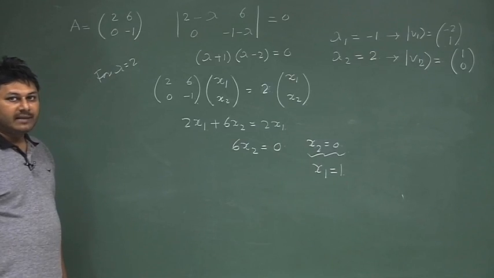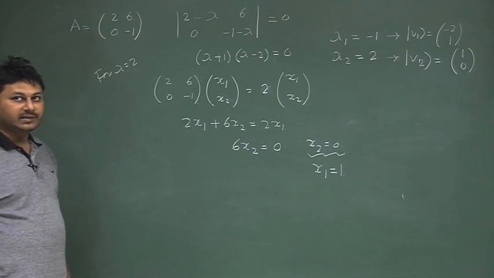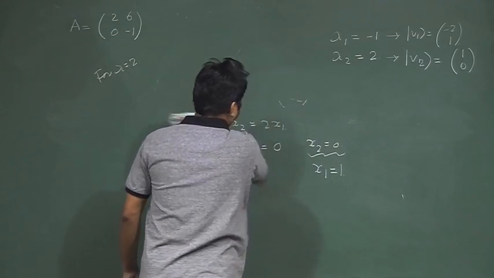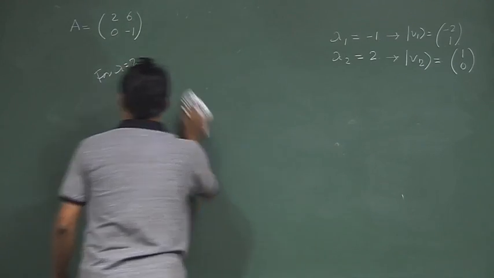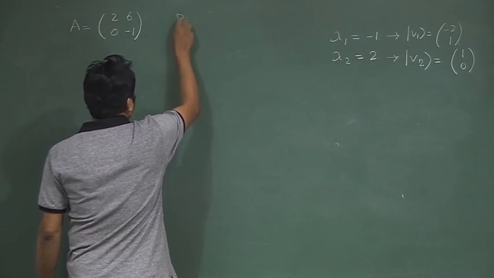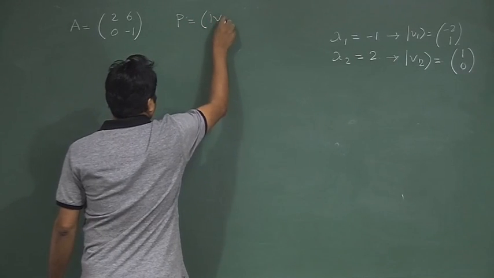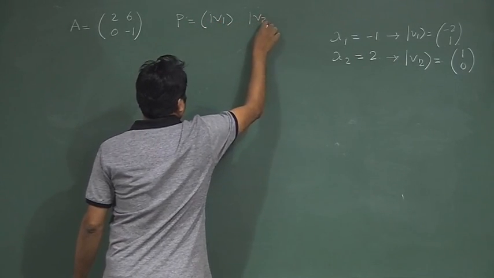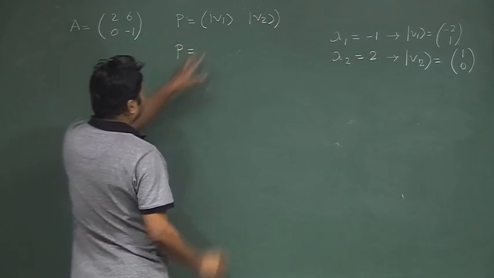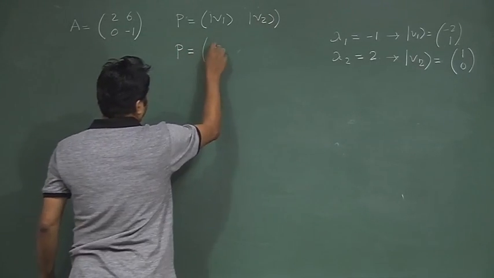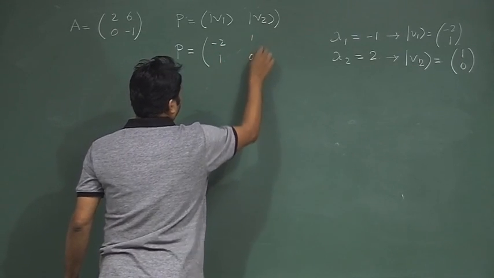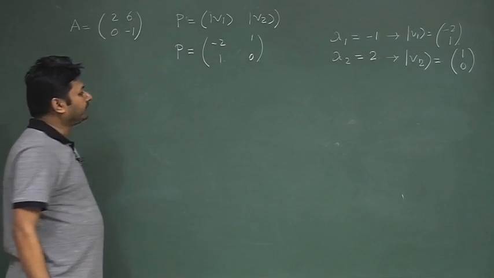So now after having these two eigenvectors, I can form my P matrix. So let me now form my P matrix. What is the recipe to form the P matrix? The P matrix should be [v1, v2]. So here my P matrix has v1, which is [minus 2, 1], and v2 is [1, 0]. So I can form my P matrix readily.